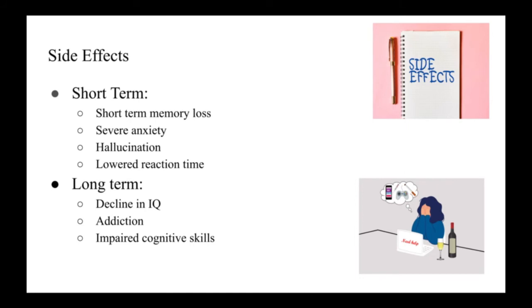THC can cause diverse side effects, but some notable short-term side effects are short-term memory loss, severe anxiety, hallucination, and lower reaction time. Some long-term effects are decline in IQ, addiction, and impaired cognitive skills.